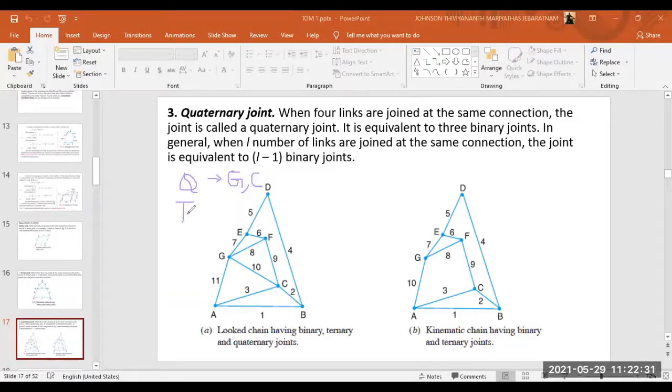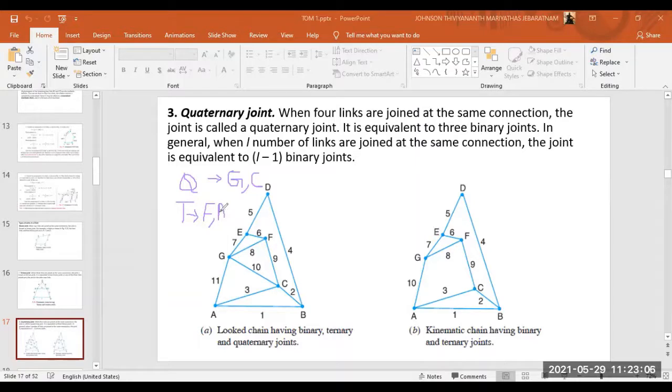So a ternary joint means we should have three connections. Point F is a ternary joint. So I have FE is there, FG is there, FC is there. So F is a ternary joint. Similarly, I have point A. I have AG, I have AC, and I have AB, right? So that is another ternary joint. Do we have any other ternary joints?